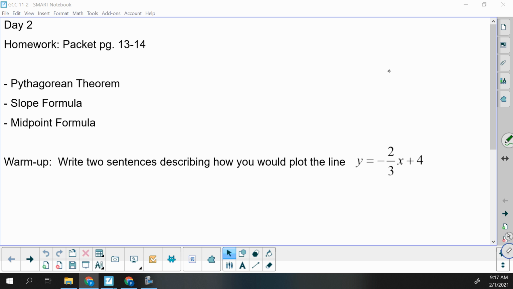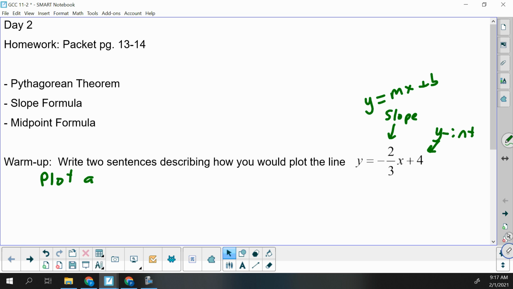So we've got an equation of a line there in slope-intercept form. So our general form is y equals mx plus b. The m spot, that's the slope. The b spot, that's the y-intercept. So the first thing we should do is plot a point at 4 on the y-axis.